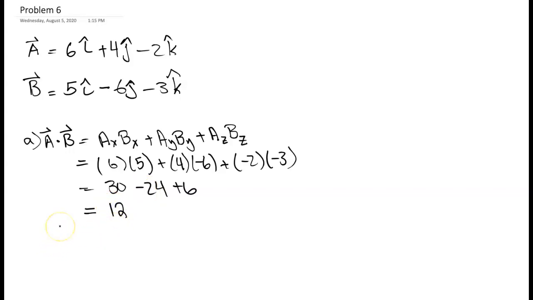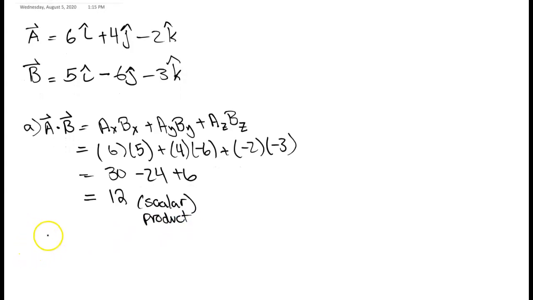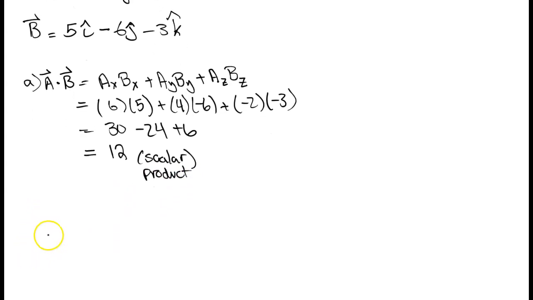And you notice that a dot product gives you what is known as a scalar, so it's not a vector. So sometimes this is referred to as the scalar product because you're multiplying two vectors and you're getting a scalar back.